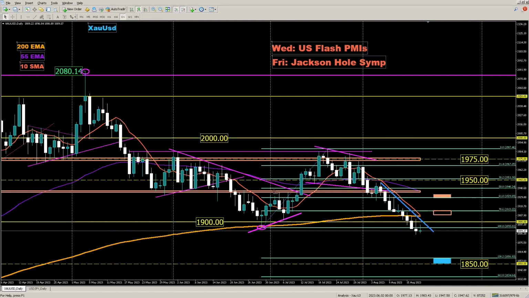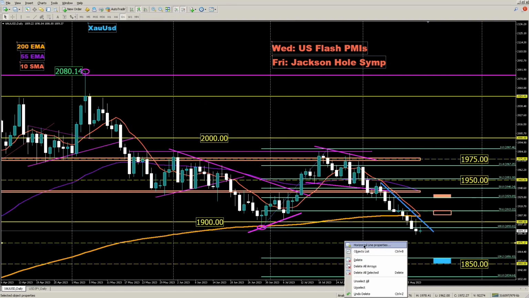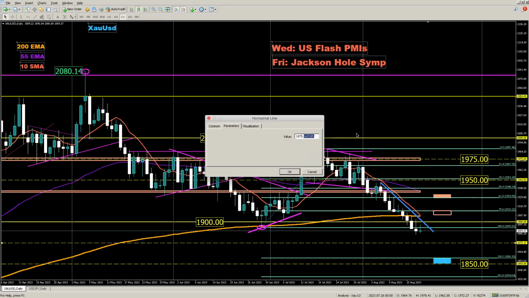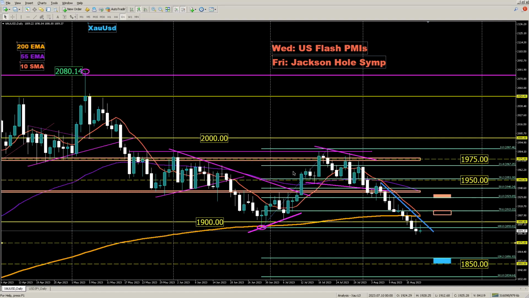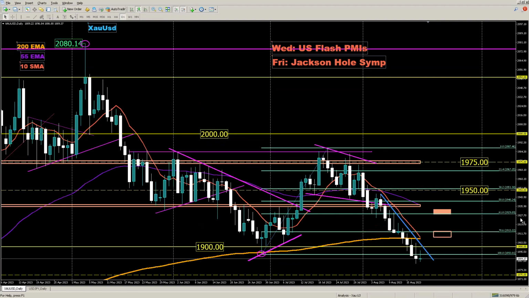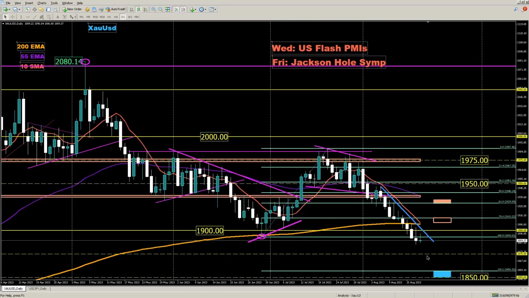So let me draw another interim support at the 1875. So it's still quite a way to go to 1850. So that would be interim support.